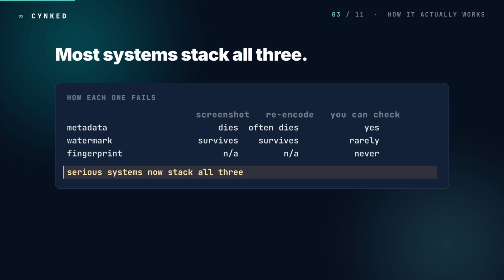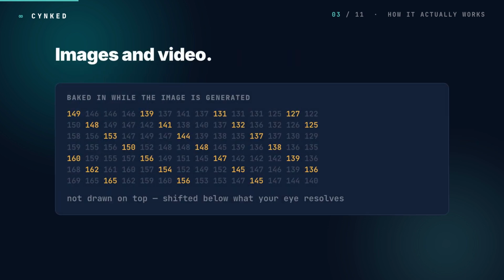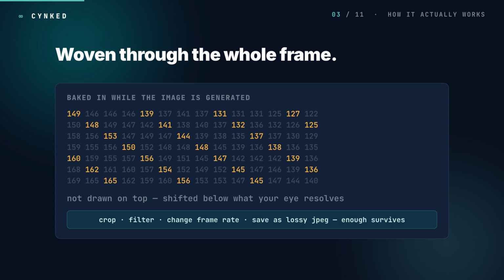Okay, under the hood. This is the part that makes the rest of the video make sense, so stay with me. I'll keep it clean. Images and video first. The watermark isn't drawn on top of the picture. It's baked in while the picture is being generated. The model shifts pixel values by amounts smaller than your eye can resolve, arranged in a pattern that carries a signal. Because it's woven through the entire image rather than sitting in one corner, you can crop it, apply a filter, change the frame rate, save it as a lossy JPEG, and enough of the pattern usually survives for a detector to still find it. For video, that's applied frame by frame, so cutting the clip down doesn't kill it.